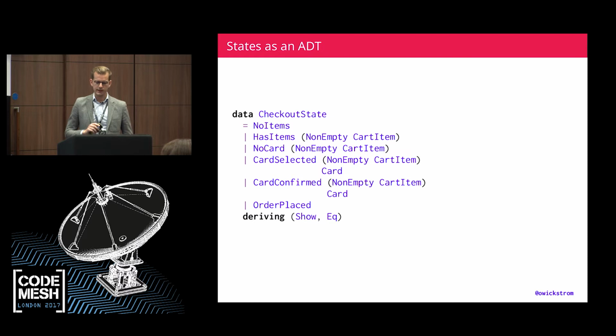This is our state data type, and it has one constructor for each valid state, and some of them are nullary, which means they have no arguments, also known as constants. And some of them have arguments, like a non-empty list of cart items, and when we accumulate state, we get more stuff, so we end up having a card, and in the end, we just have order placed.